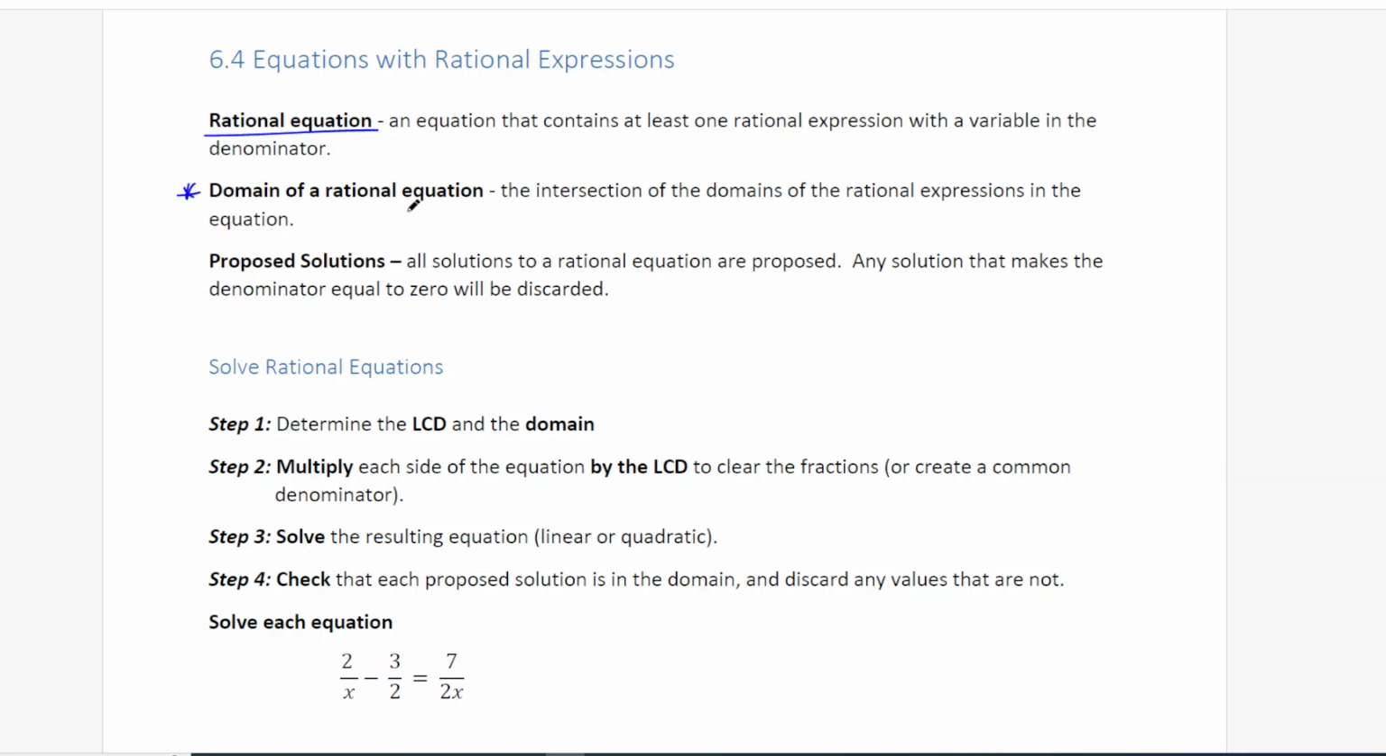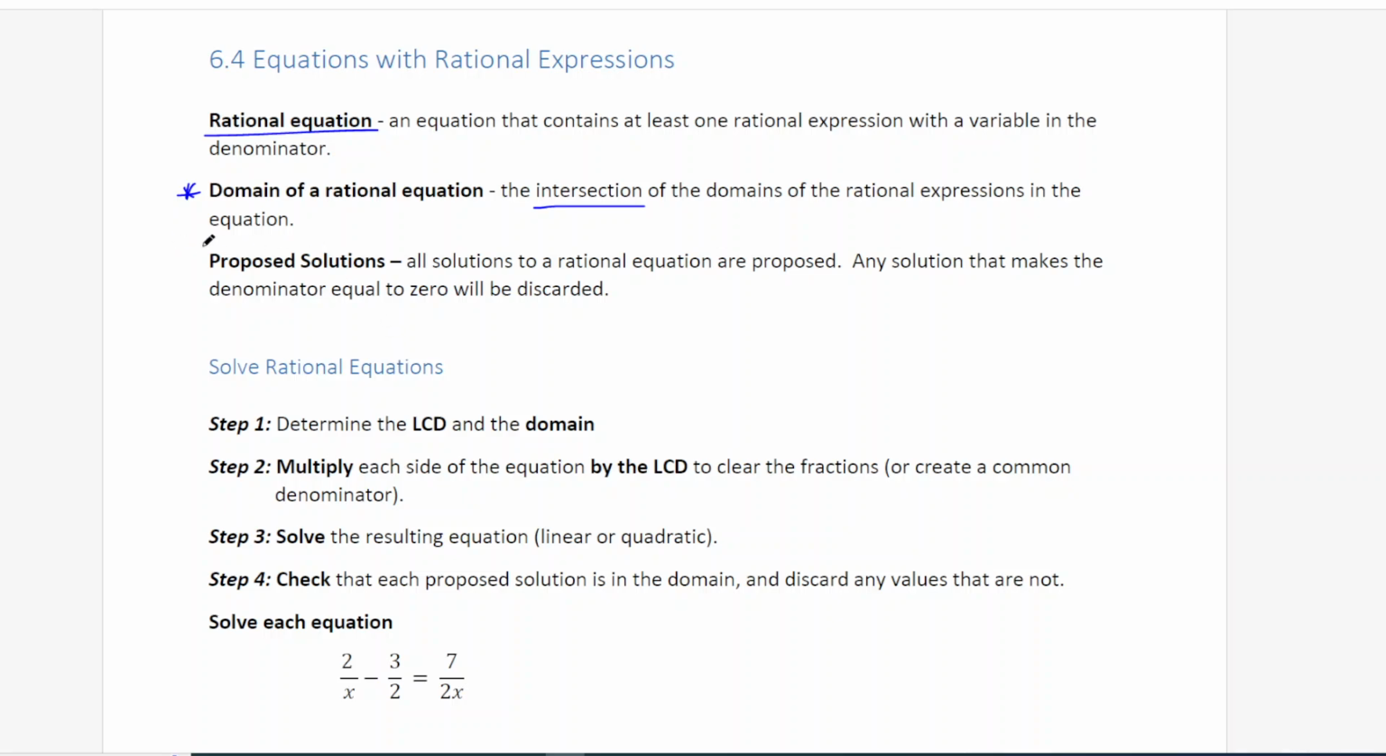When we did 6.1, we looked at the domains of rational expressions, and we just had one expression, whereas a rational equation could have a number of rational expressions or rational terms. So it will be the intersection, meaning all of the domains of all the rational expressions combined together.